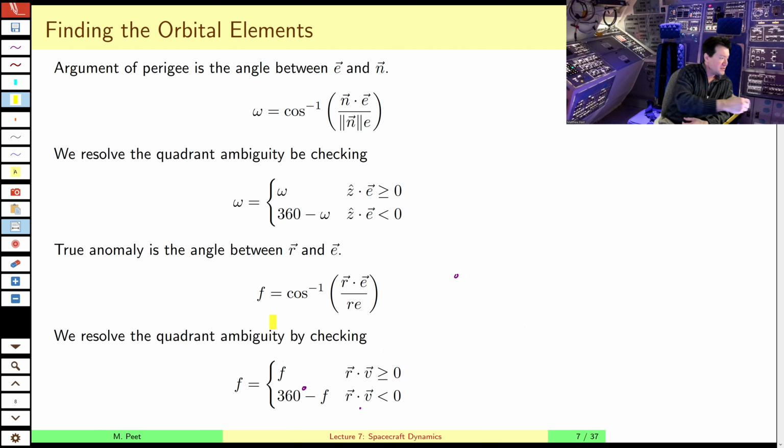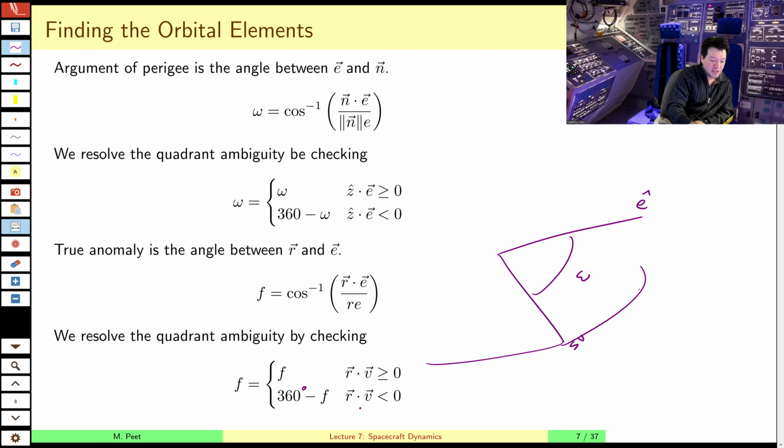Next, argument of periapsis. The formula is a little bit more complicated, but not too bad. It's the angle that the eccentricity vector makes with the line of nodes. And remember, the line of nodes is in the orbital plane and in the equatorial plane. So we have to do a little dot product there, and of course we divide by the magnitudes to get our standard inverse cosine formula. So that's our next formula.